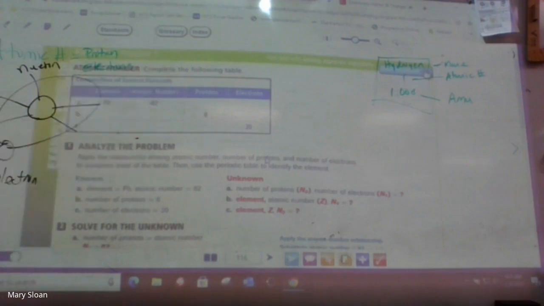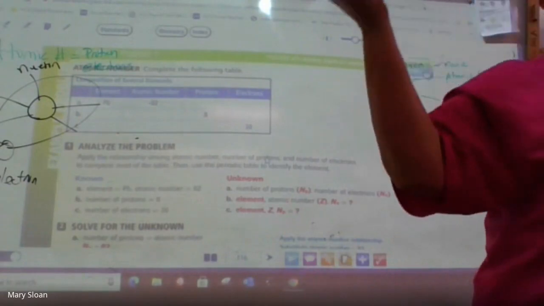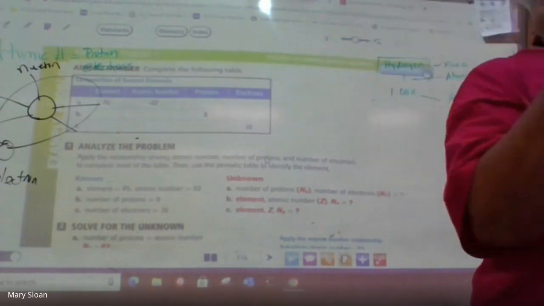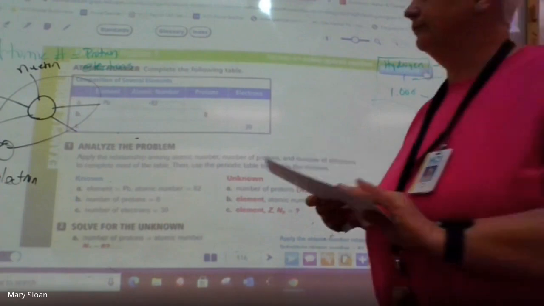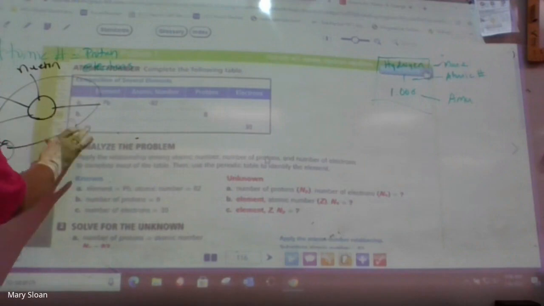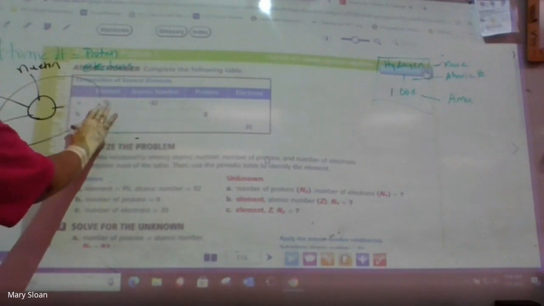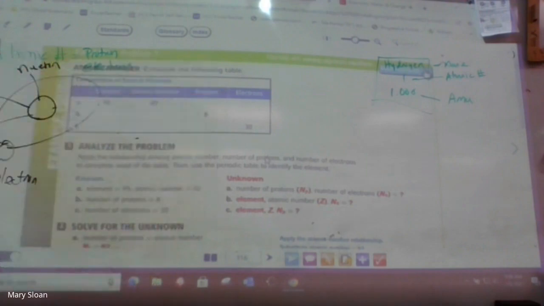So what do we need on our desk? A calculator would be good. What else would be good? Yes, a periodic table. I'll help you out. So get your periodic table out. Draw this chart in your ISM book.